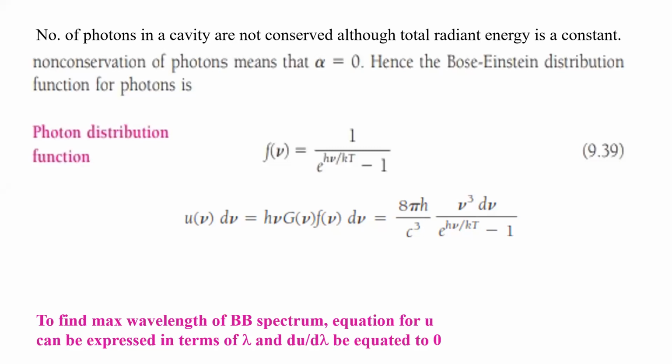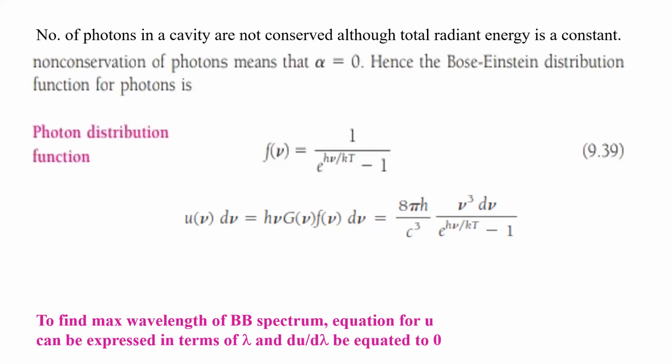So substituting these values, which have been already calculated yesterday and also in the previous slides, you can see for yourself in the PPT, or you can consult the book. It is one and the same thing. You get this expression: 8 pi h by c cubed, nu cubed d nu divided by e to the power h nu by kT minus 1. This is the photon distribution function.